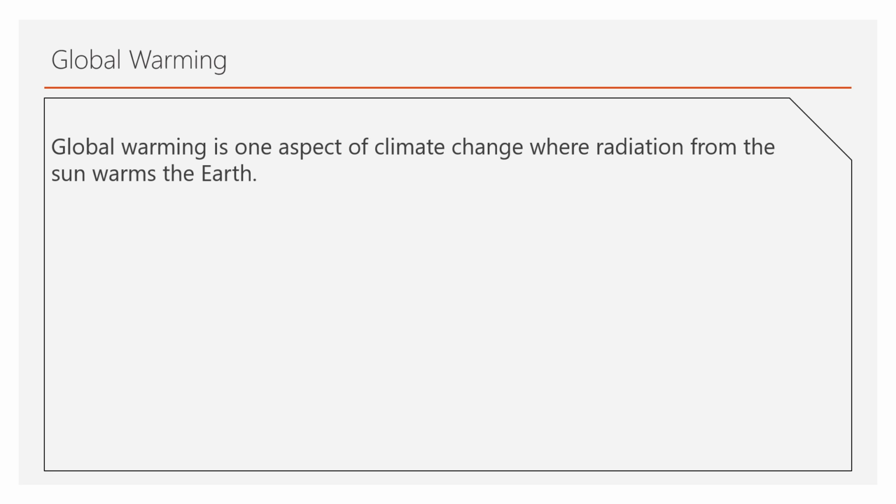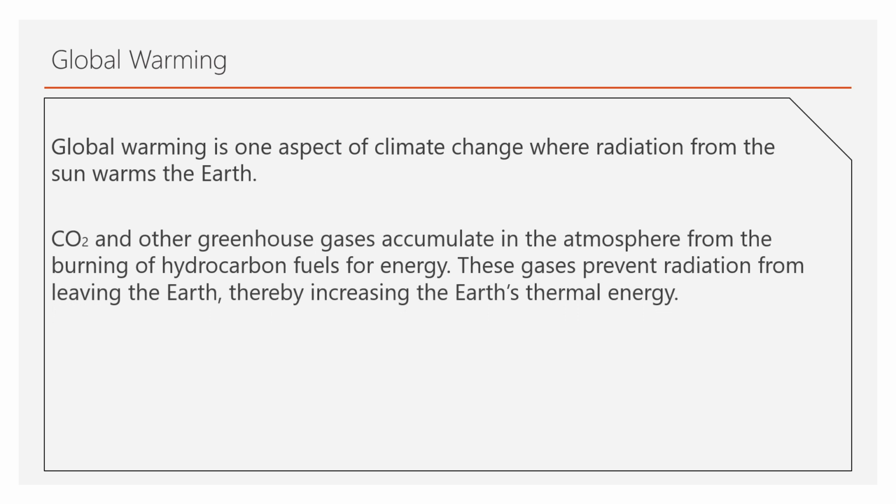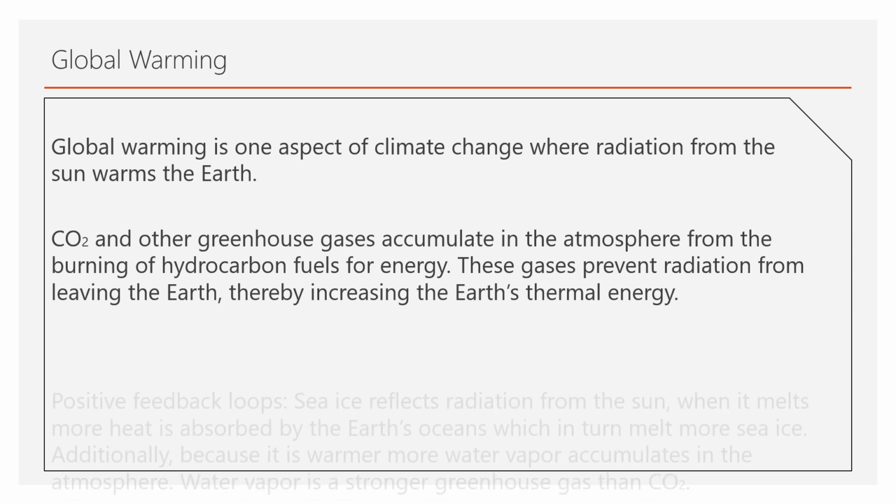Global warming is one aspect of climate change where radiation from the sun warms the earth. Carbon dioxide and other greenhouse gases accumulate in the atmosphere from the burning of hydrocarbon fuels for energy. These gases prevent radiation from leaving the earth, thereby increasing the earth's thermal energy.